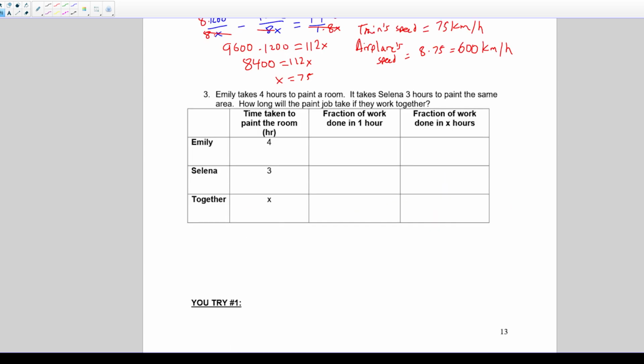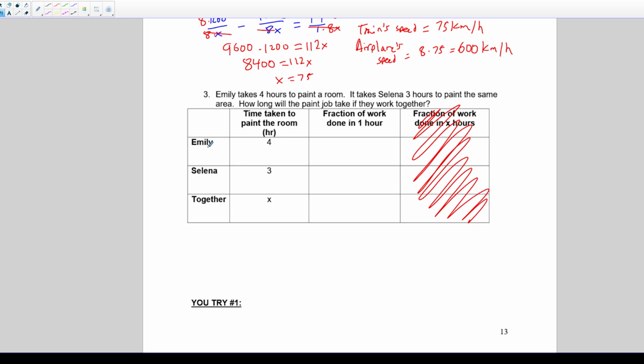For this next portion, you don't necessarily need to have a chart. I would actually just get rid of this part. I know some people like to use this part, but maybe even just the first two columns will be fine. So we have Emily takes 4 hours to paint a room. Selena takes 3 hours to paint the same room. How long will the paint job take if they work together?